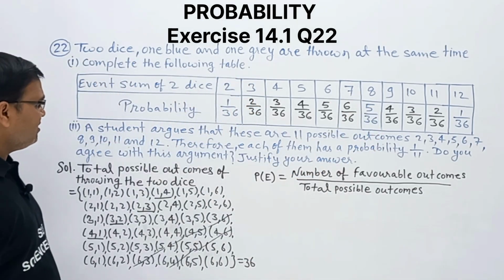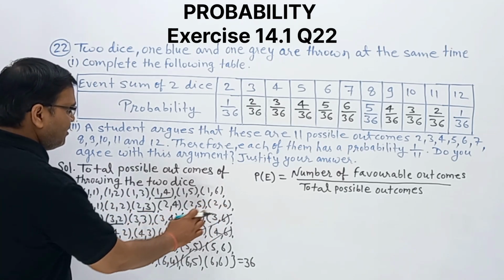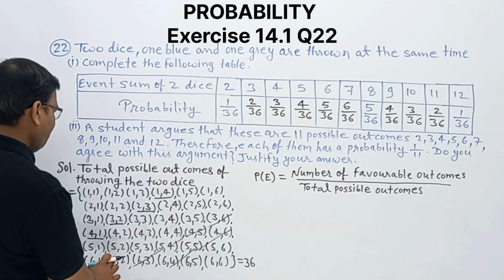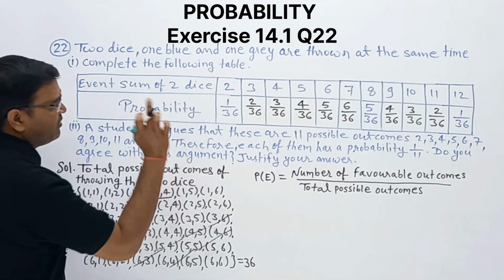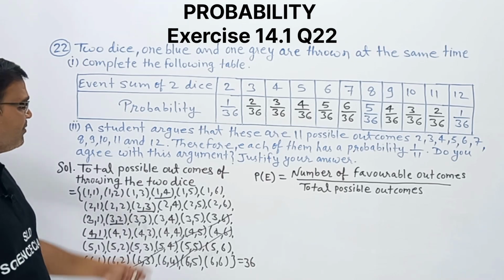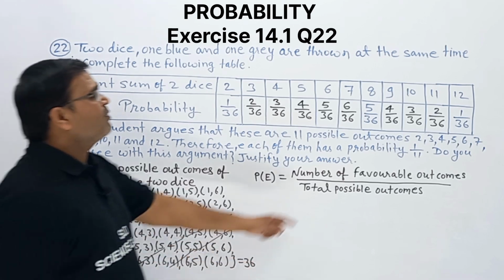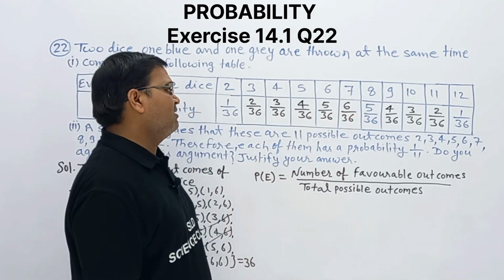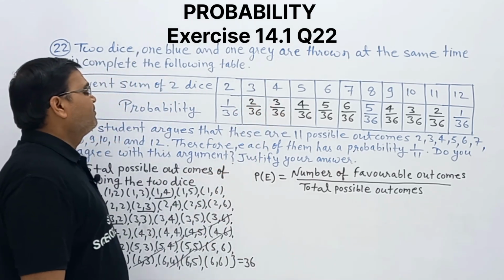And one example is also there, 8. When we are getting 8: 2 comma 6, 3 comma 5, 4 comma 4, 5 comma 3, and 6 comma 2. 1, 2, 3, 4, 5. 5 outcomes we are having with sum 8. So number of favorable outcomes will be 5 divided by total possible outcomes, which will be 36. In this way we completed all the blanks.